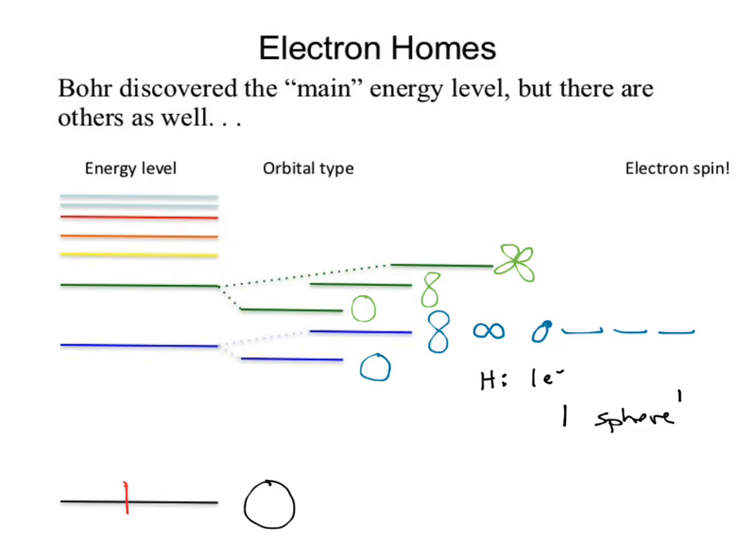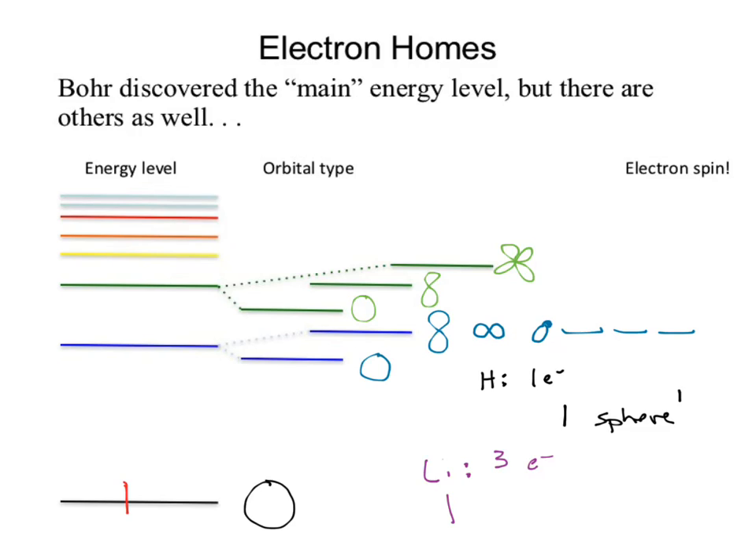Lithium. Give me the notation for lithium, please. Electron configuration. Three is not an electron configuration. The configuration tells me where the electrons are located. I know lithium has three electrons. Where are those three electrons located? Two in the first doesn't count, not specific enough.